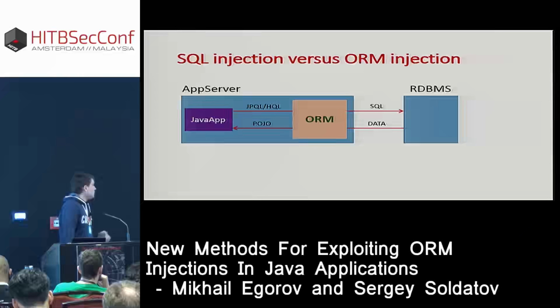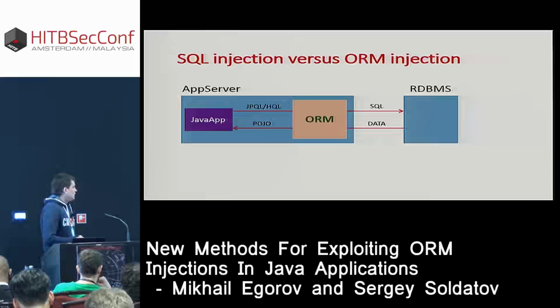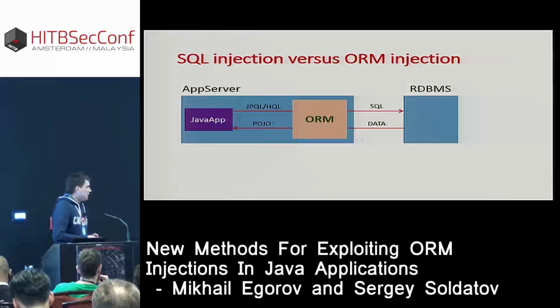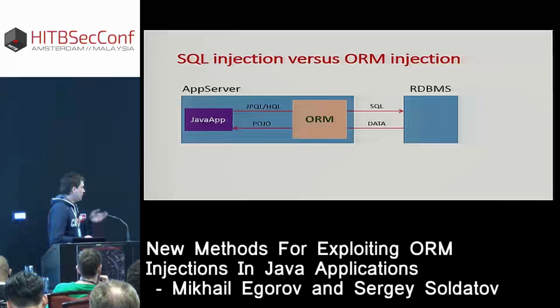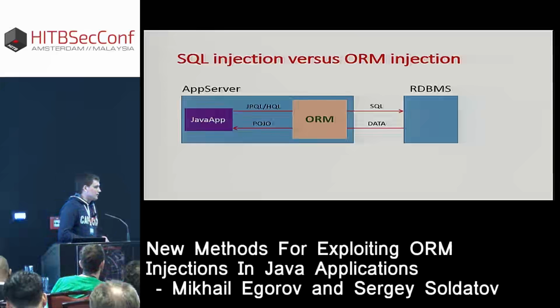For the ORM injection scenario, there is an ORM library in the middle between the Java application and the database management system. The attacker can inject JPQL or HQL queries and obtain Java objects from the ORM library. In this scenario, he cannot communicate with the database management system directly, and the ORM is the main obstacle he has to bypass.